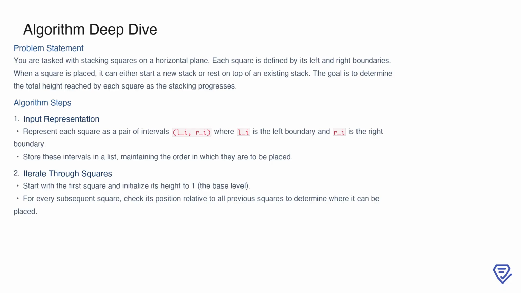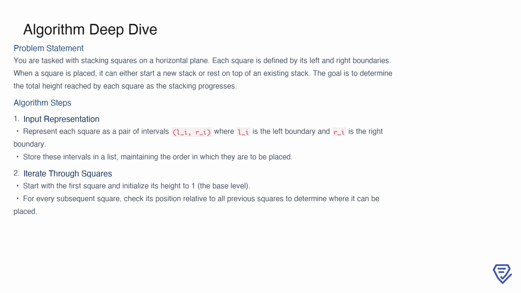To solve this, we begin by representing the squares as intervals, where each square is described by its left and right boundaries, L_i, R_i. These intervals are stored in a list, in the same order as the placement sequence. Next, we iterate through the list of squares. The first square always starts at height 1 because it forms the base.